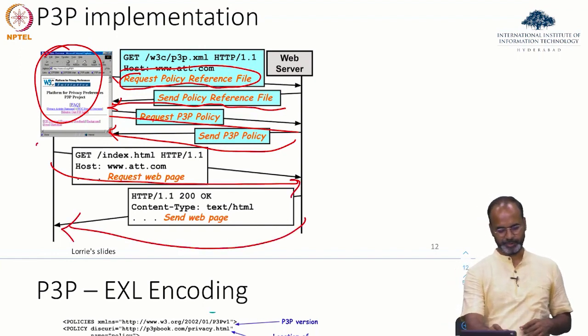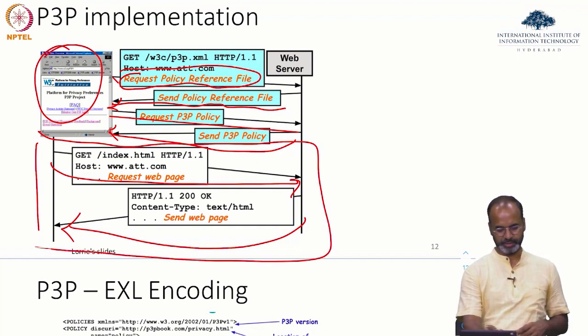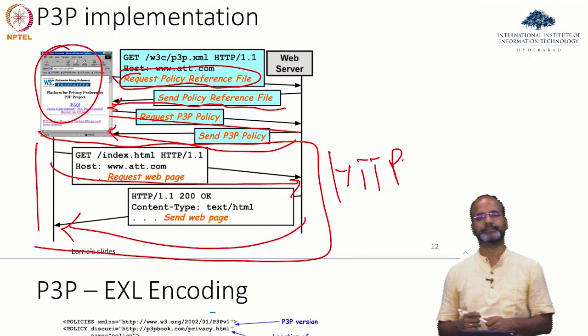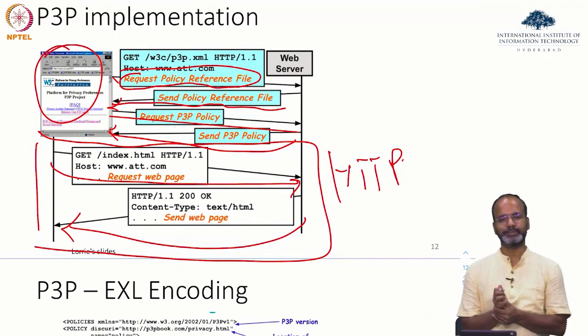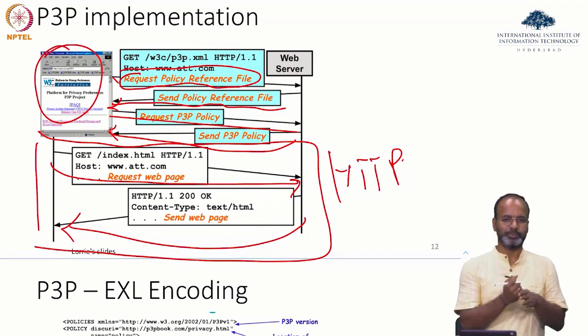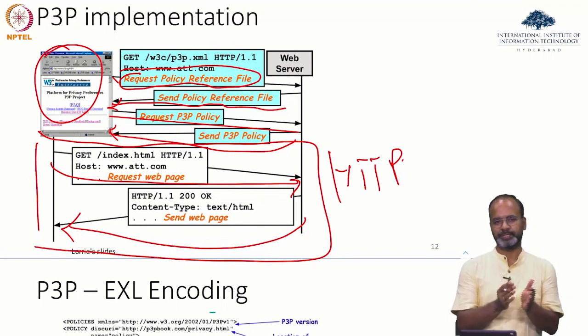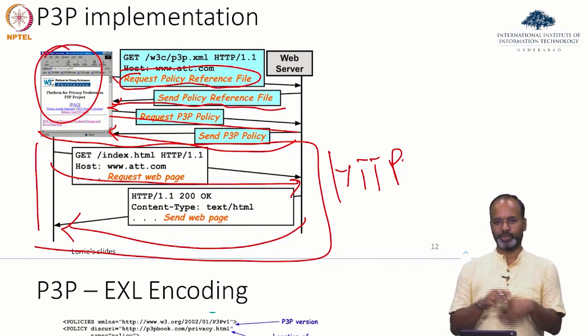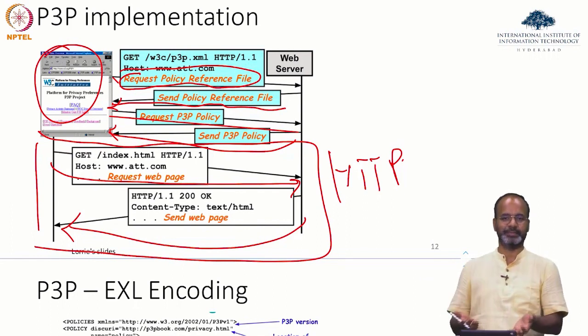So this part we already saw. This part is what the HTTP request is, right? So that's how P3P works. Again, quickly, let me go through it again. Instead of just the web page being requested and the web page being served, first the reference file is requested. What is a reference file? The reference file is the place where the P3P XML format file is kept.